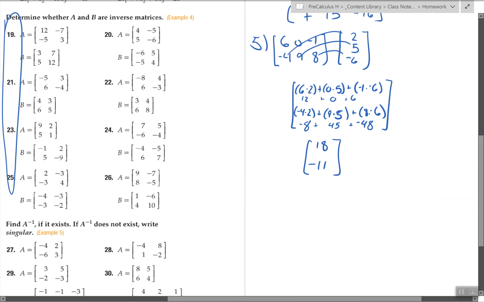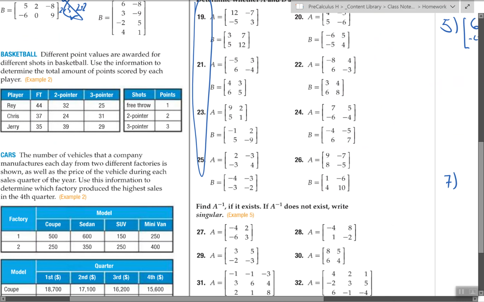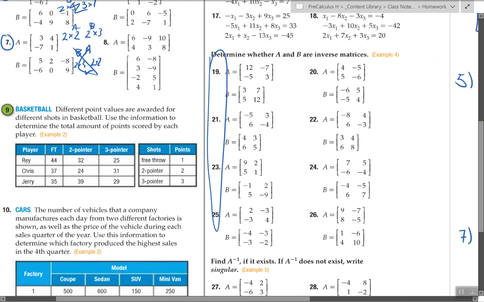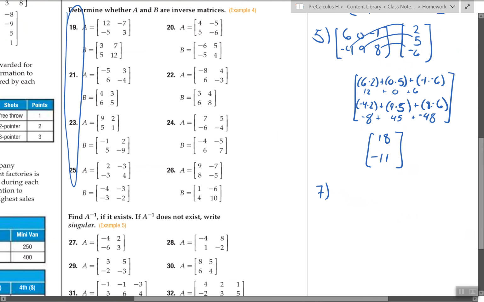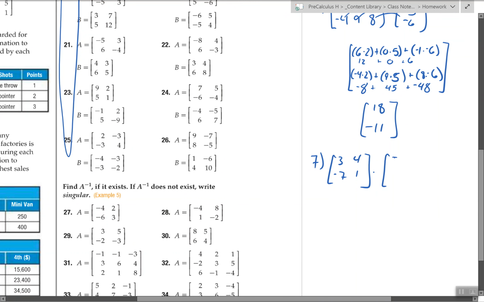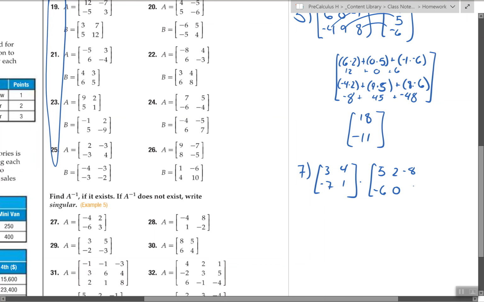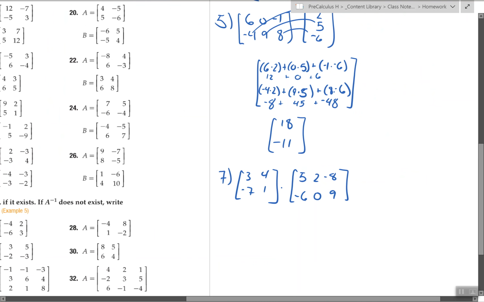All right, and the last one from this section, we have number 7. So 7, I think, was back to AB. Yeah, AB. So we have 3, 4, negative 7, 1 times 5, 2, negative 8, 6, 0, 9, negative 6, 0, 9. Okay. This is A to B.